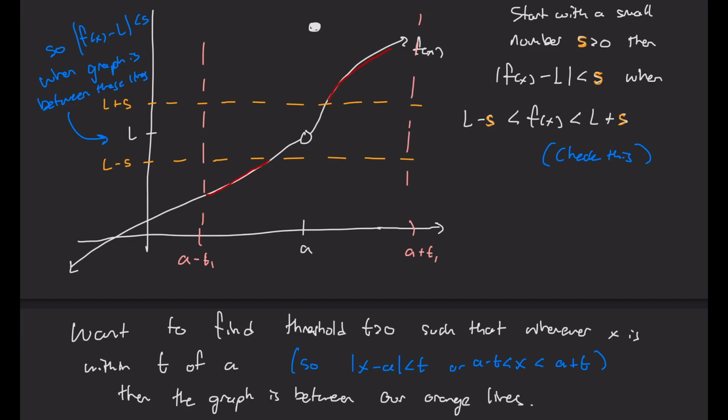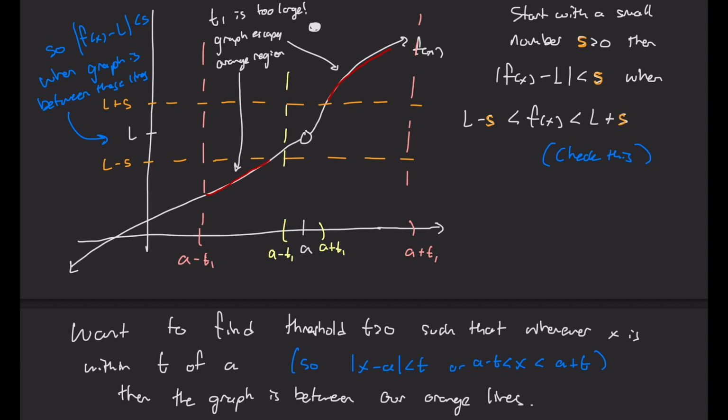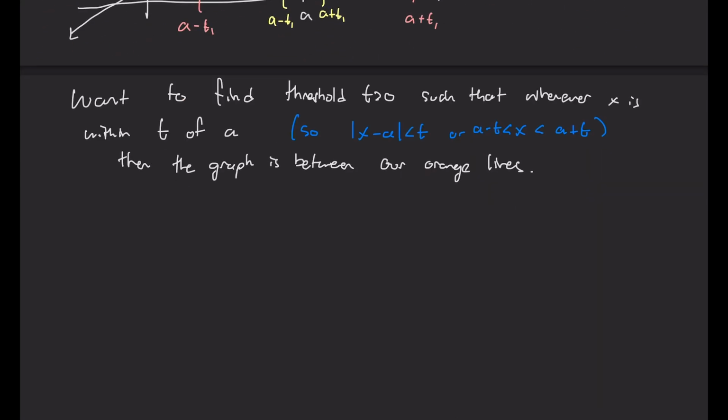We see that this is too large. The graph of f of x in this interval can escape our orange lines. So this is too large of a region. But if we pick t to be smaller, then we see that the graph above that interval is completely contained in the orange lines. So this is a valid threshold of closeness to make sure that our function is close to our limit. So in other words, we need to pick t that's small enough to work.